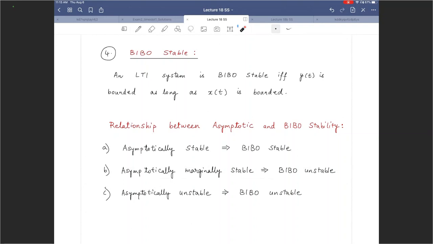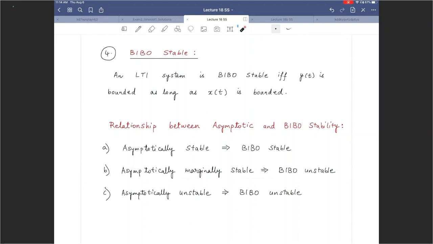And we can establish a relationship between asymptotic behavior, stable behavior, and bounded input, bounded output stable behavior. For those three conditions, if the system is asymptotically stable, then it is bounded input, bounded output stable. If the system is marginally stable or unstable, then the system is bounded input, bounded output unstable. We are not proving this here, we are just recognizing the relationship between asymptotic behavior and bounded input, bounded output behavior.